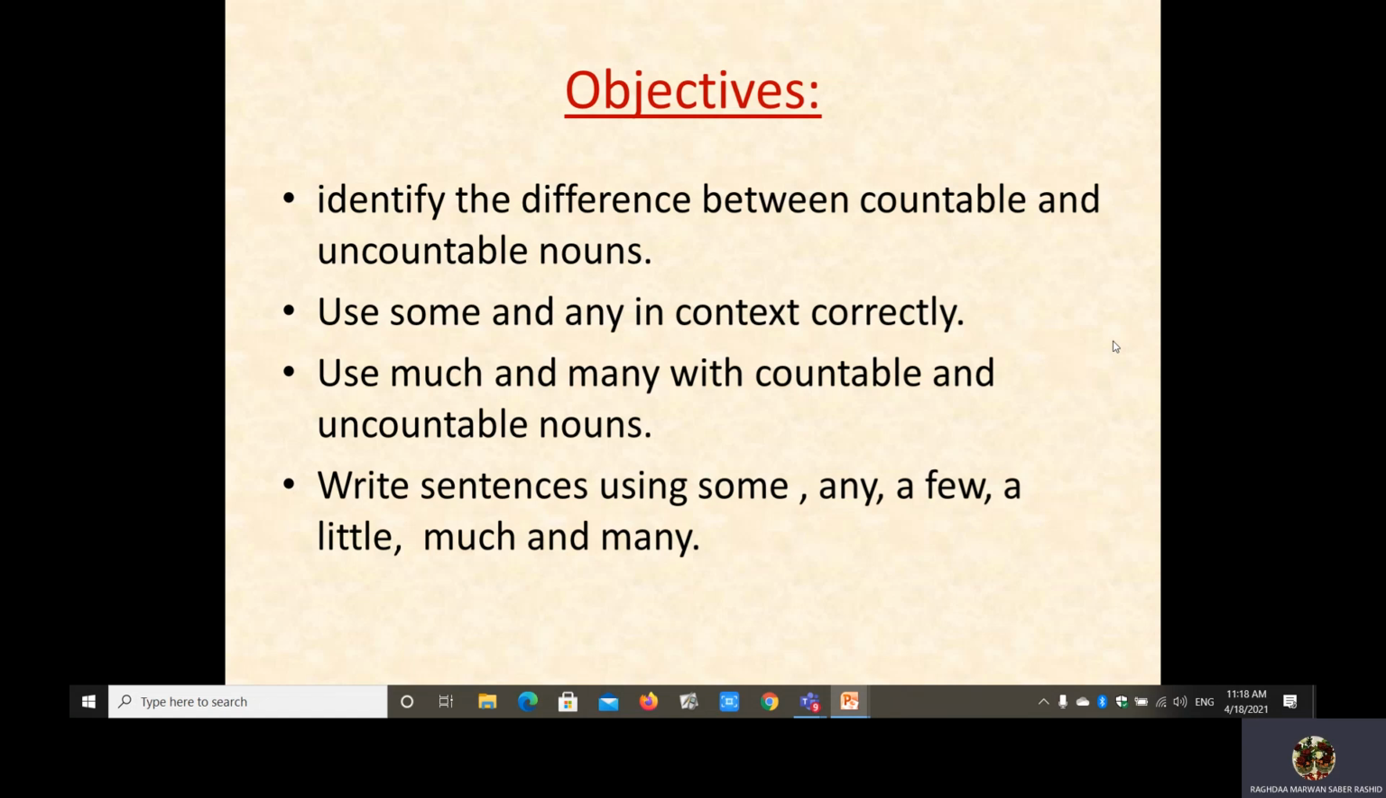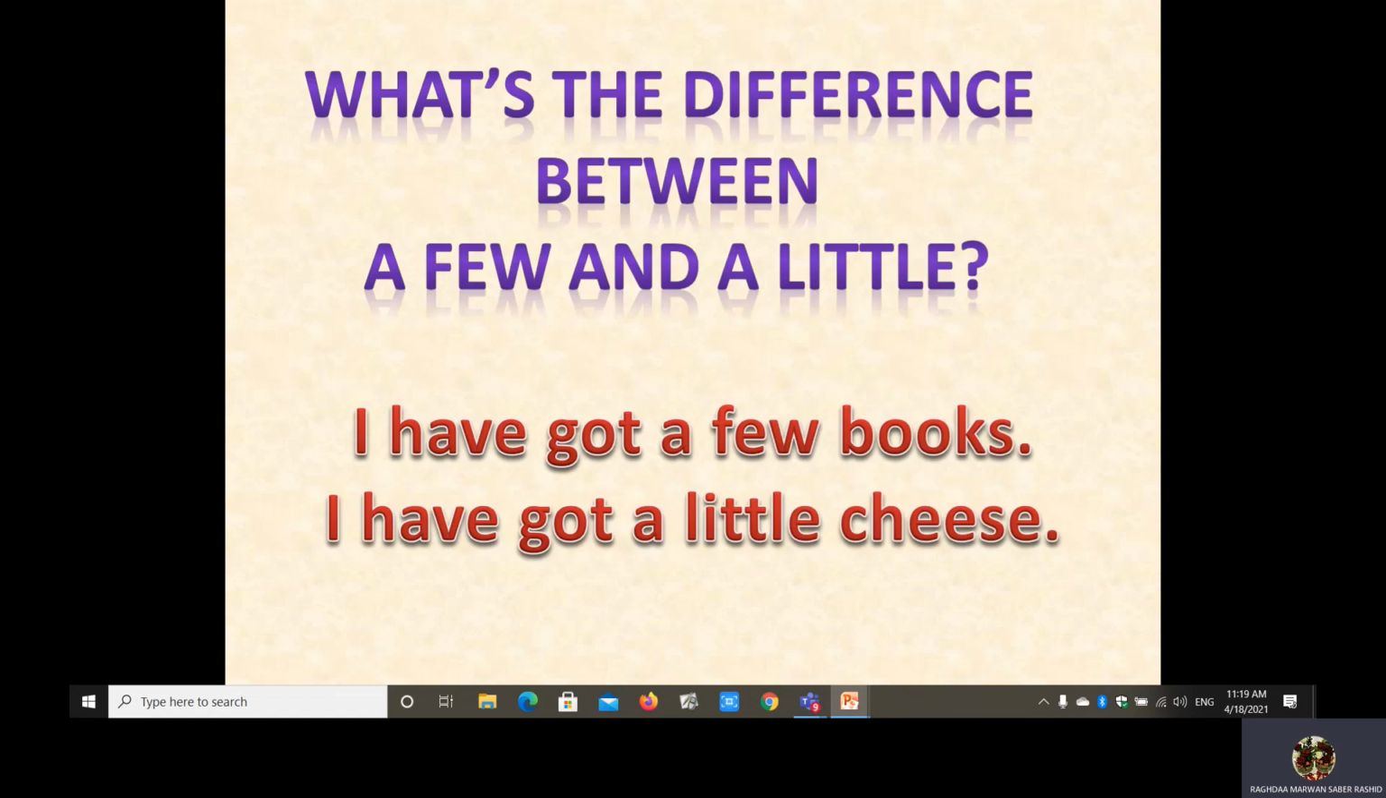So we finish with the first 3 objectives. Identify the difference between countable and uncountable nouns. Use some and any in context correctly. Use much and many with countable and uncountable nouns. And we have to write sentences using some and any, a few, a little, much, and many. And this is an exercise you have to do yourselves as plenary, and I'll check your writing after we finish.